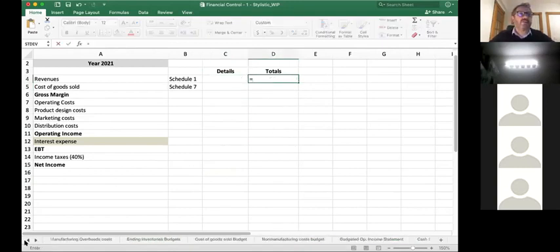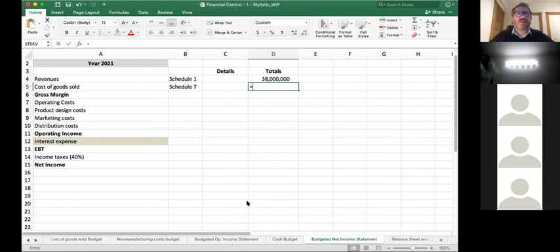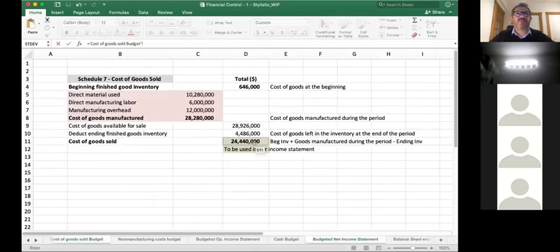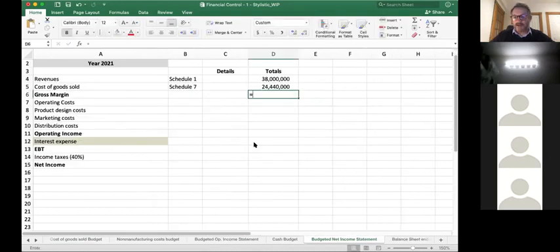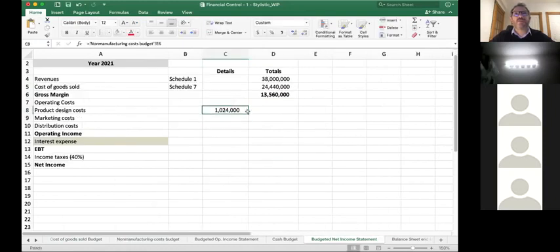So revenues. So you can see where it comes from. Revenues. The cost of goods sold from schedule 7. And so we got the gross margin. So we already calculated that, but we stopped at the operating income level. So for the non-manufacturing cost, I've got the amount here. So we just have to copy and make the sum of them.